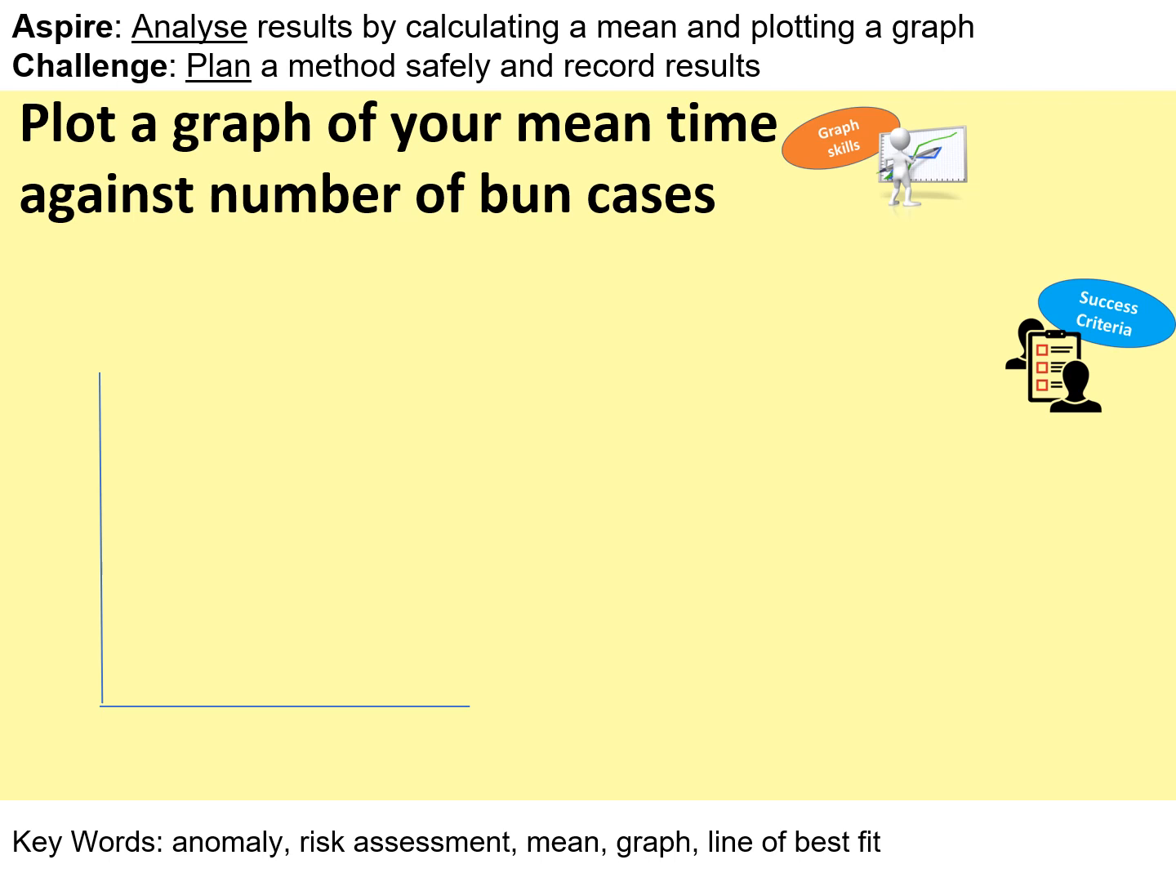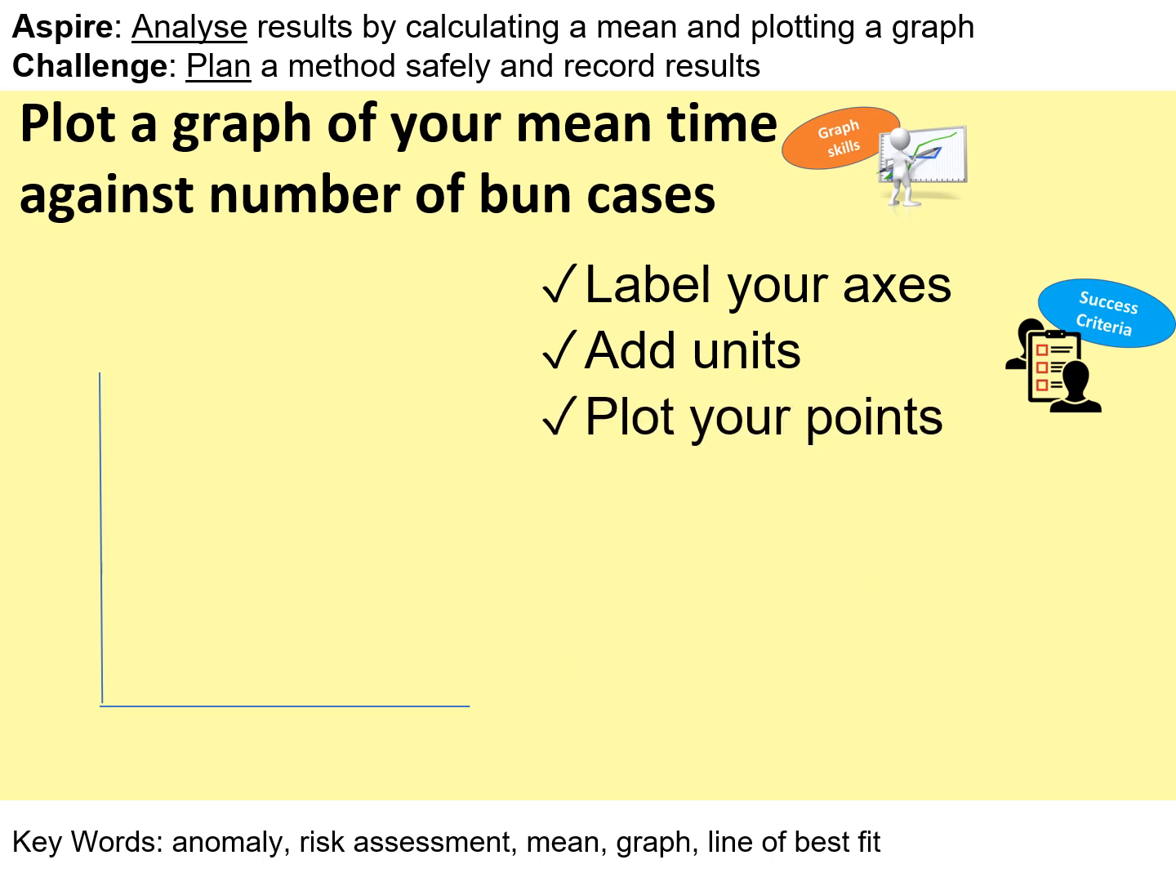The y-axis is the thing that you measured. Remember, that's called the dependent variable. So that will go on the y-axis, and that was the mean time. So we were measuring the time it took to fall. And then it's just a little cross for each one. So there should be 5 points. And then you need to label your axes, and make sure you've got units on your axes, plot your points, and then draw a line of best fit. So those are the things that you need to have done. I'm going to give you 5 minutes to draw your graph.